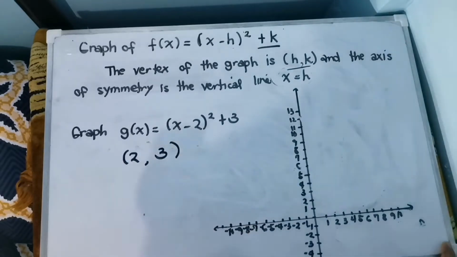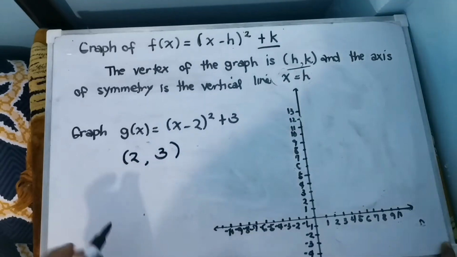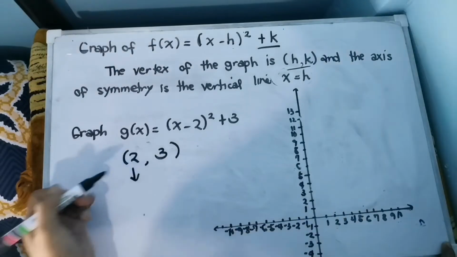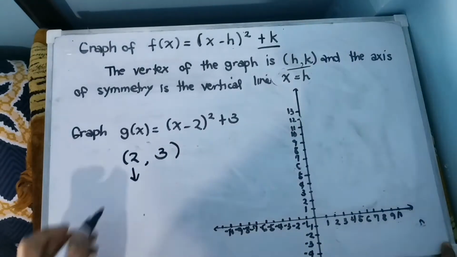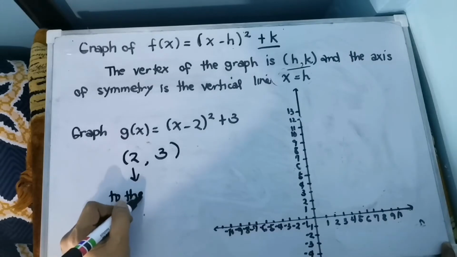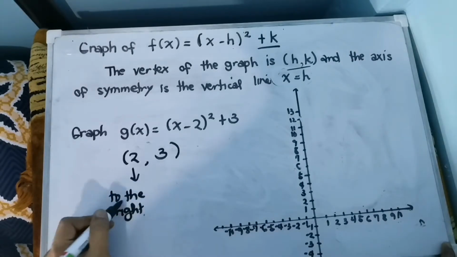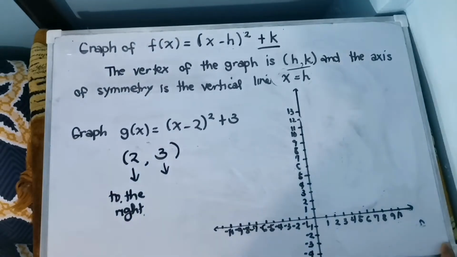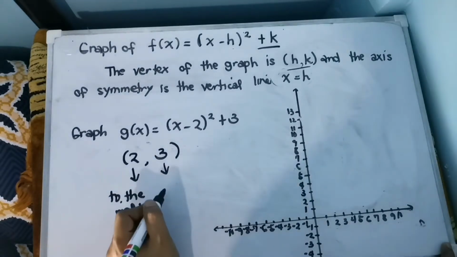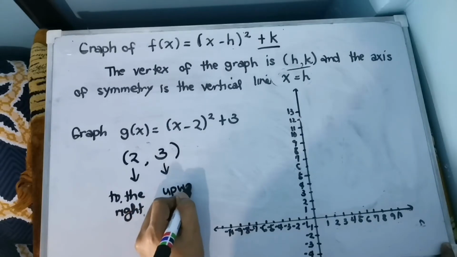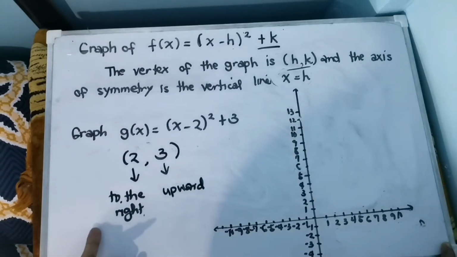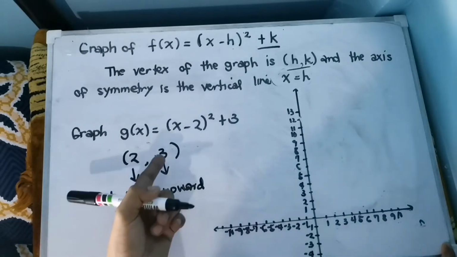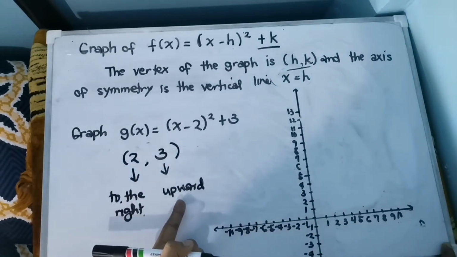So, meaning to say, if we are going to interpret the vertex, we are going to shift 2 units to the right. And then, kapag naman positive 3, we are going to shift 3 units upward. So, para mas maintindihan yung sinasabi ko na 2 units to the right at 3 units upward, panoorin nyo yung last video na in-upload ko regarding doon sa pag-graph ng quadratic functions.